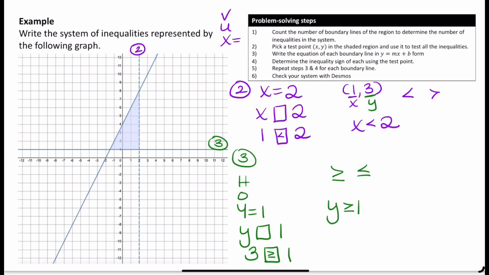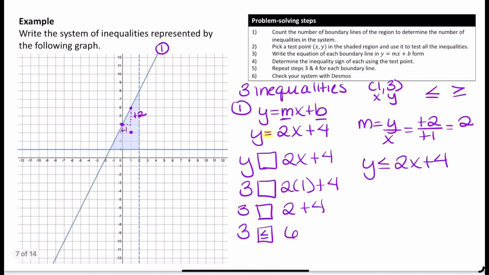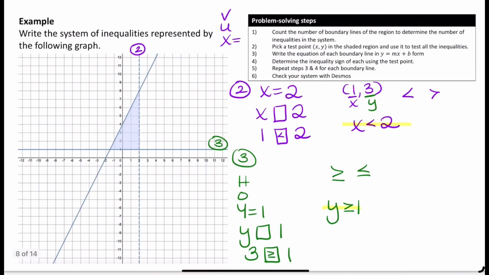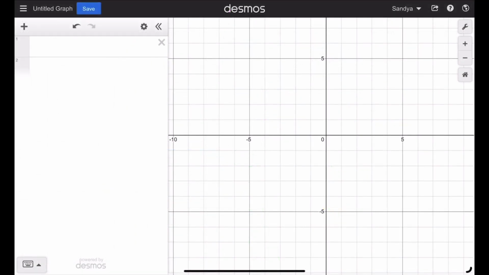So now we have all 3 inequalities in our system, right? I'm just going to highlight them. So we have x is less than 2, y is greater than or equal to 1, and we have y is less than or equal to 2x plus 4. So what we can do is actually put all of these together and graph in Desmos to verify that this is the correct system. So now I'm going to use Desmos to help me verify that the inequalities we found were correct.